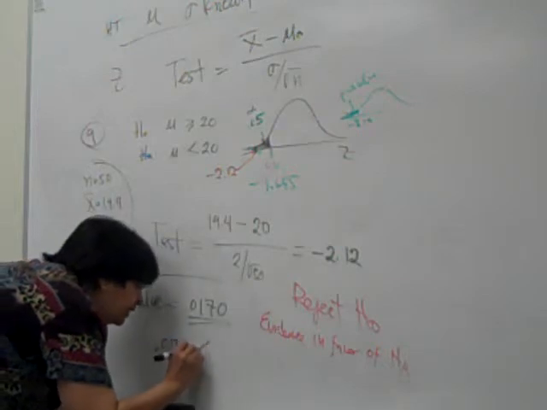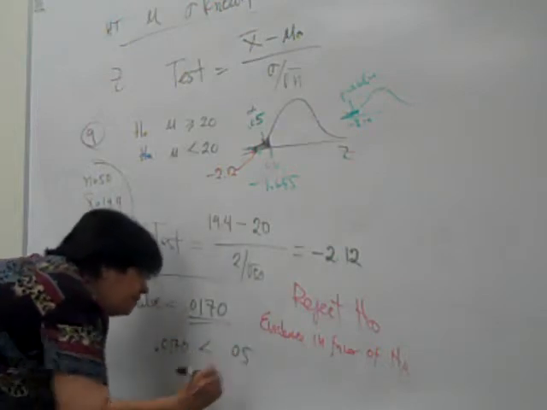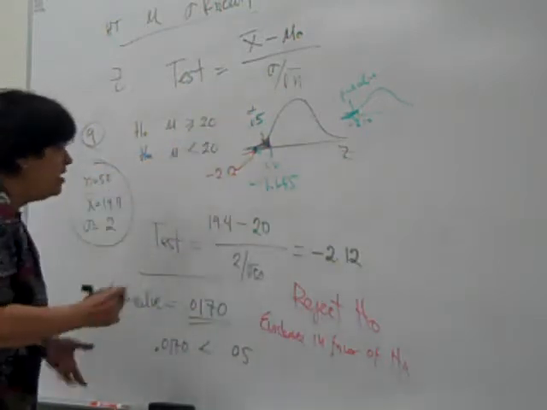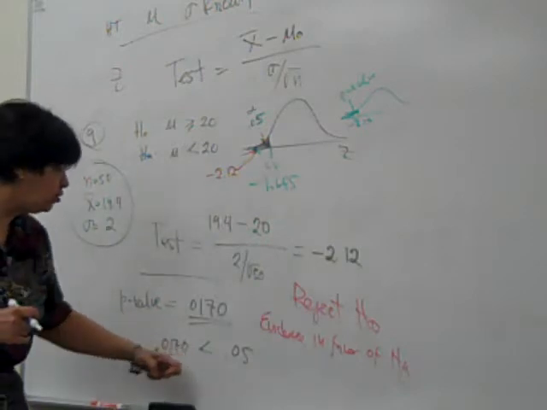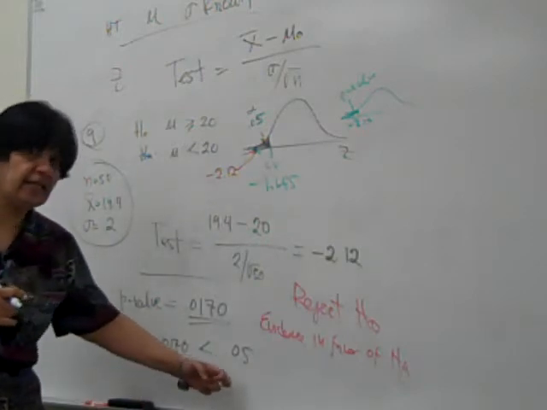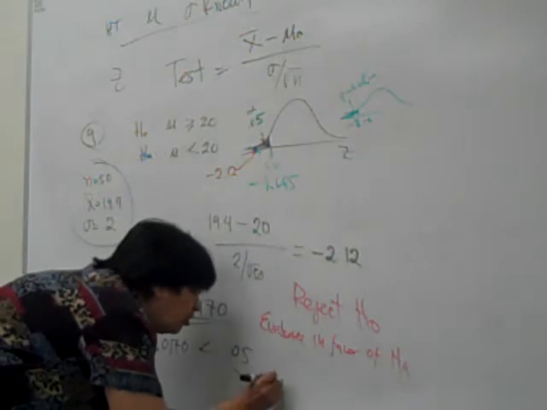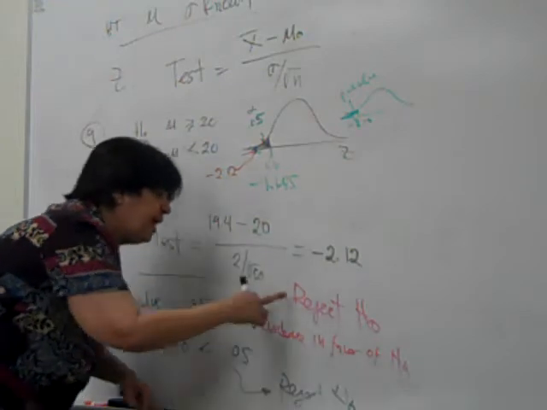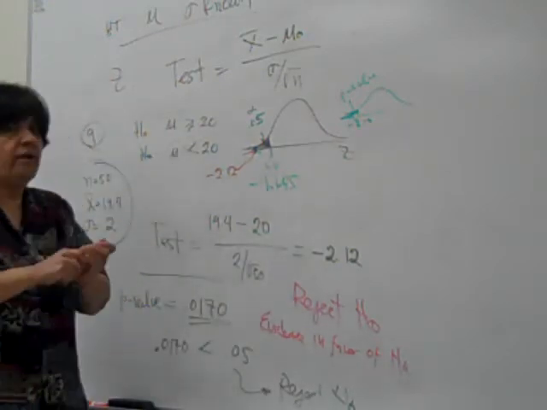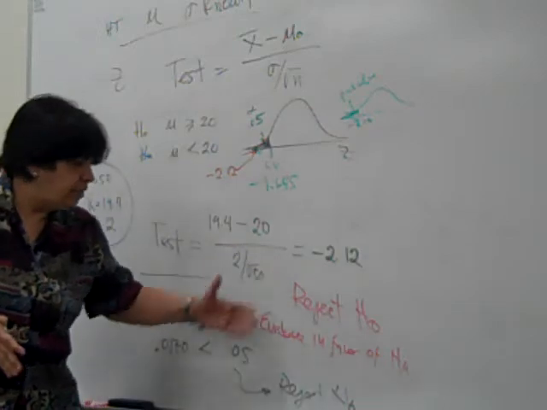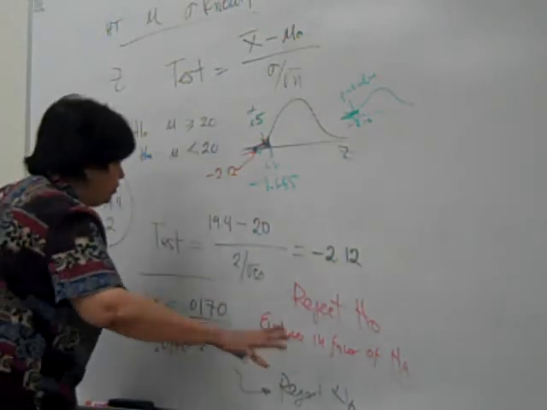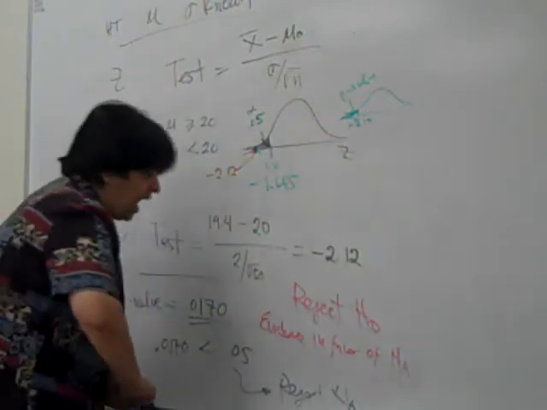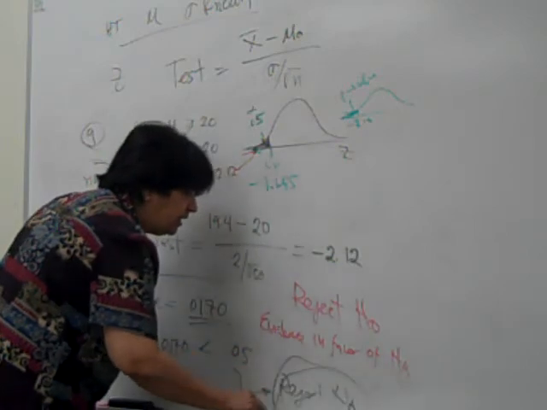Now, what has to be the conclusion? If 0.0170 is less than 0.05, that is the value of your alpha, then we reject. Is that right? Of course, 0.017 is less than 0.05, so our conclusion is to reject the null hypothesis. In both cases, we reject the null hypothesis. It doesn't matter which route you use, the critical value or the p-value, the conclusion has to be exactly the same.